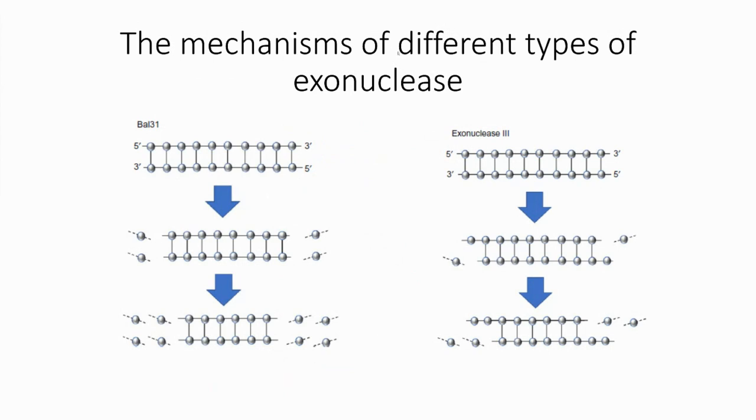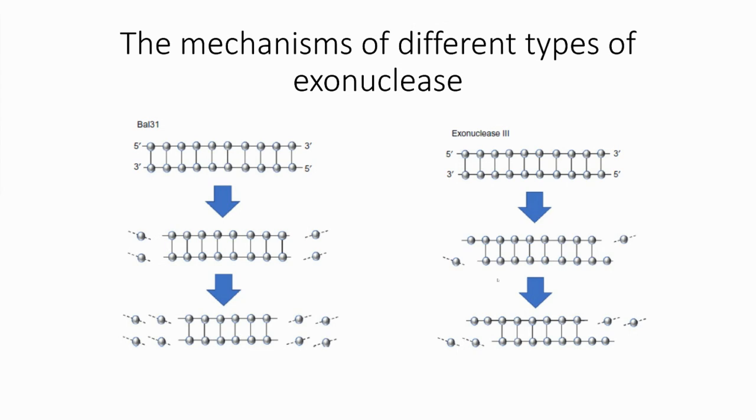And for the exonuclease, there are two different typical exonucleases. The first one we call BAL31. BAL31 basically can degrade both 5' and 3' ends of double-stranded DNA. So you see that the BAL31 can degrade both the 5' and 3' on both ends of the DNA molecule and then progressively go inside. Eventually, it will degrade the DNA molecule completely, if the DNA is not bound by protein.